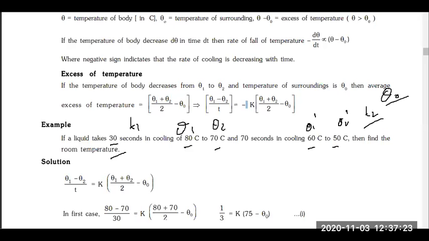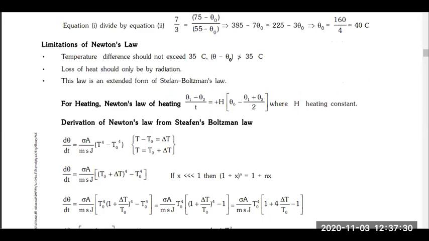Okay, very good. Now, this is the concept of Newton's law of cooling, right? Now, tell me, what will be the limitation of this? So the first limitation is the temperature difference should not exceed 35 degrees centigrade, right?